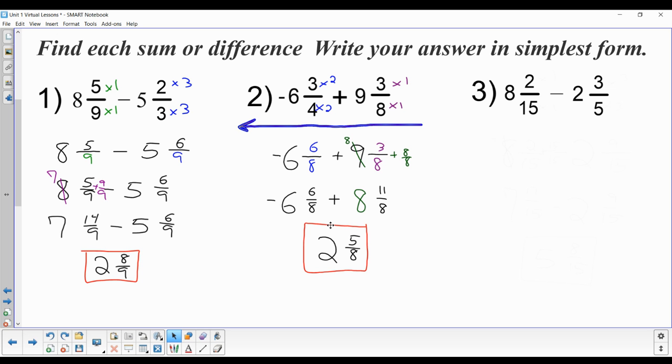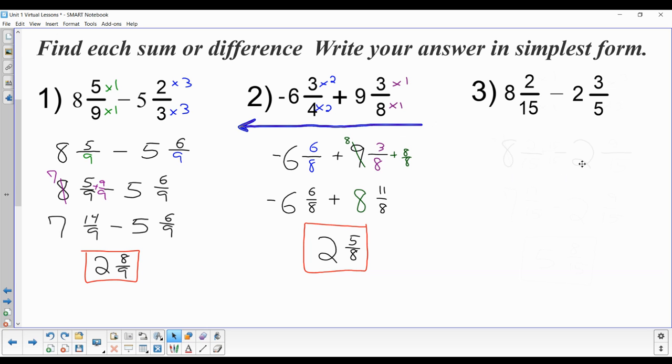So again, these problems are normally mixed in with all your other problems. You don't know you're going to have to borrow until you get to a point where you go, oh, the 3 is too small to subtract 6. You don't know that ahead of time. These problems are mixed in with all your other addition and subtraction problems. So once you realize it's too small, you draw the arrow and you borrow. Let's do one more.